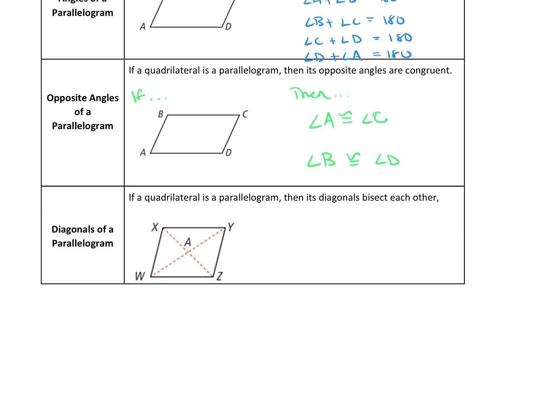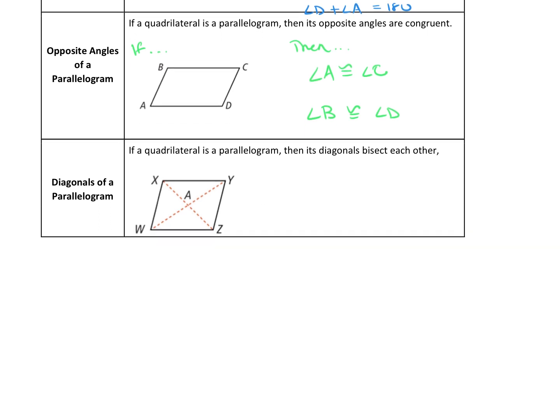All right, last one. This we did not have an example for, but it's good to just be aware of. The diagonals of a parallelogram. So if you connect your diagonals, what's the relationship? They are not going to be congruent to each other, but the diagonals will bisect each other. So what that means is they cut each other in half. So AX will be congruent to AZ, and AW will be congruent to AY.